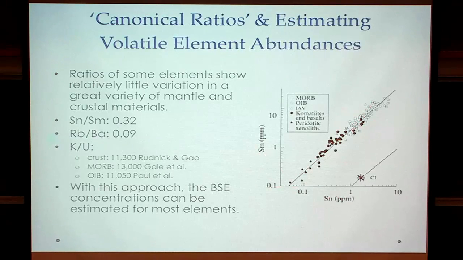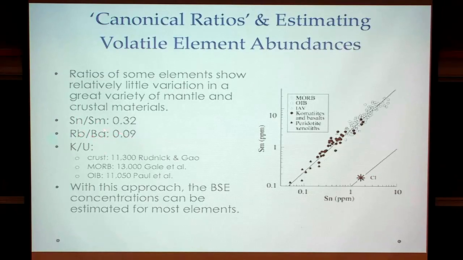But this is samarium concentration versus tin concentration. And that line, of course, gives you a ratio of 0.32. And you can see it's quite different than in the CI chondrites. And tin is a relatively volatile element. No particular reason why the Earth should be chondritic in its tin-samarium ratio.